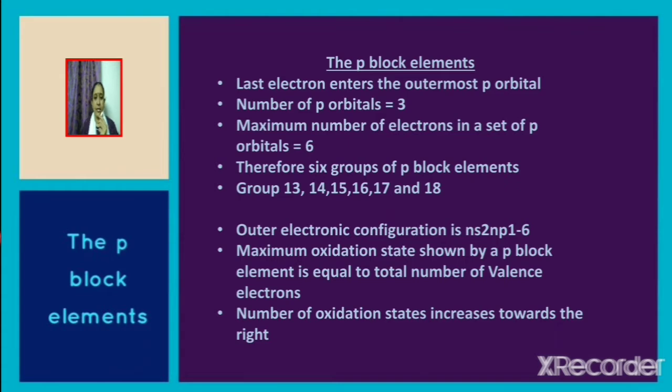In p block elements, the general outer electronic configuration will be ns2np1 to 6. The maximum oxidation state shown by a p block element is equal to the total number of valence electrons. It is also found that the number of oxidation states increases towards the right.